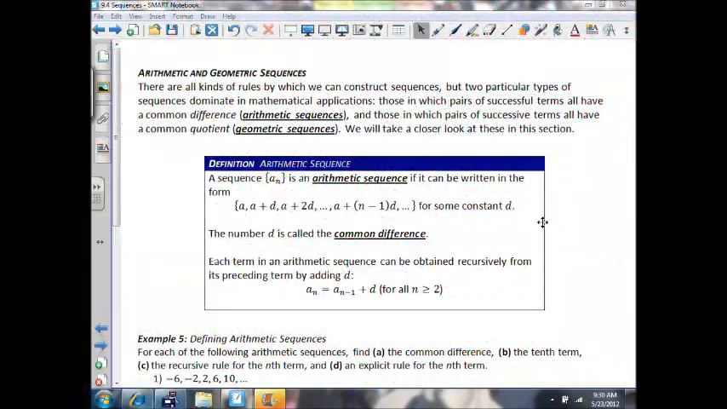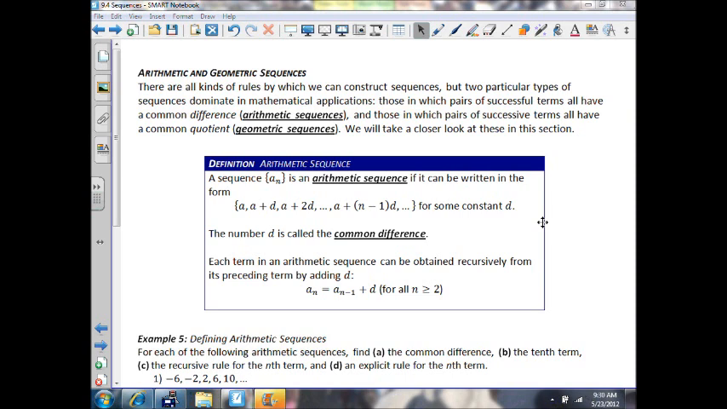There are all kinds of rules by which we can construct sequences, but two particular types of sequences dominate in mathematical applications. Those in which pairs of successive terms all have a common difference, which would be arithmetic sequences, and those in which pairs of successive terms all have a common quotient, which are geometric sequences. We'll take a closer look at these in this section.